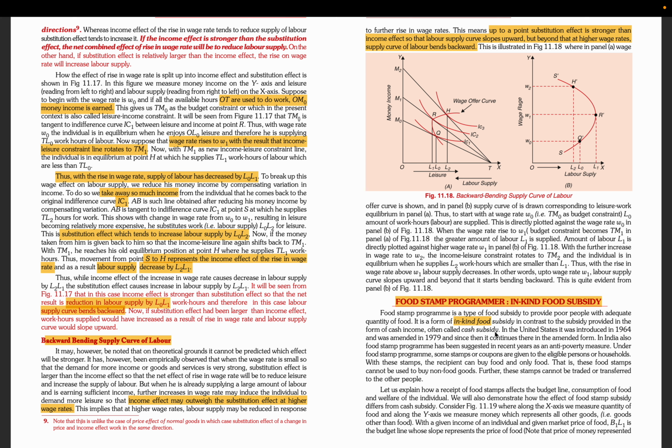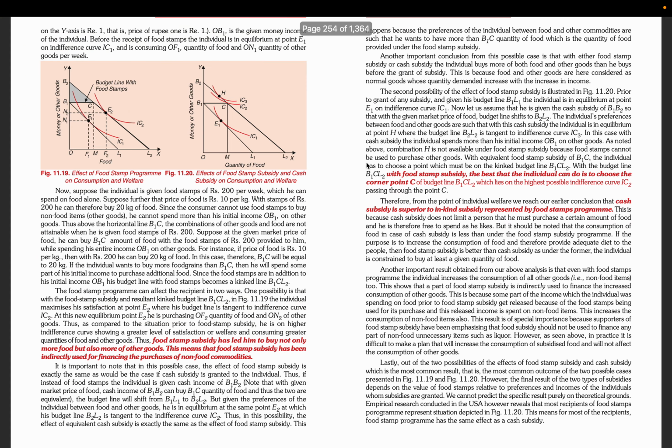This is the same case. With a given income of the individual and given market price of food, B1L1 is a budget line whose slope represents the price of food. On the y-axis is rupee 1, that is, the price of rupee 1 is rupee 1. Okay, so this is the budget line.